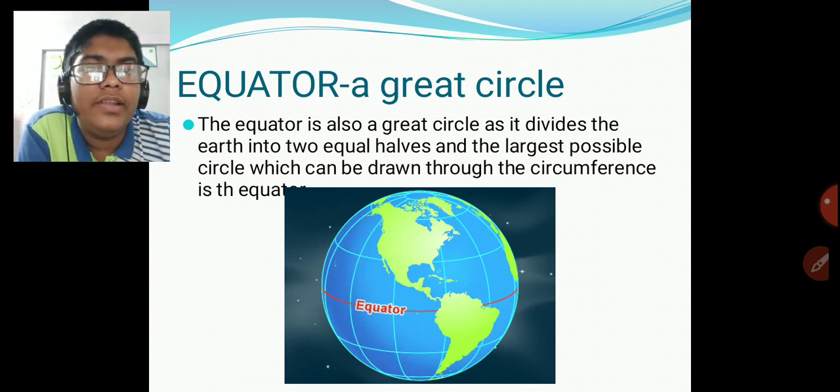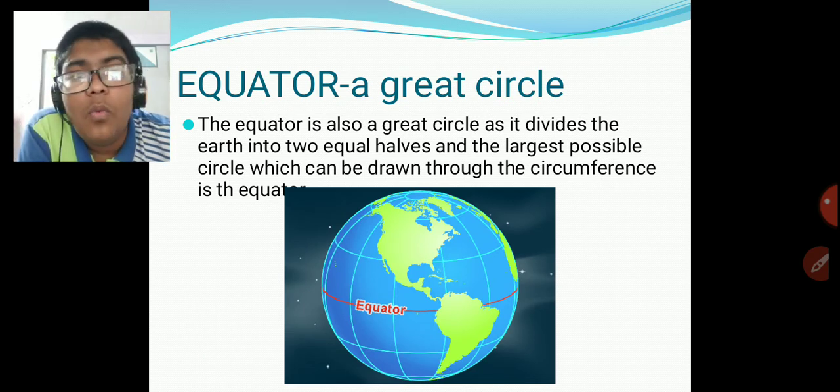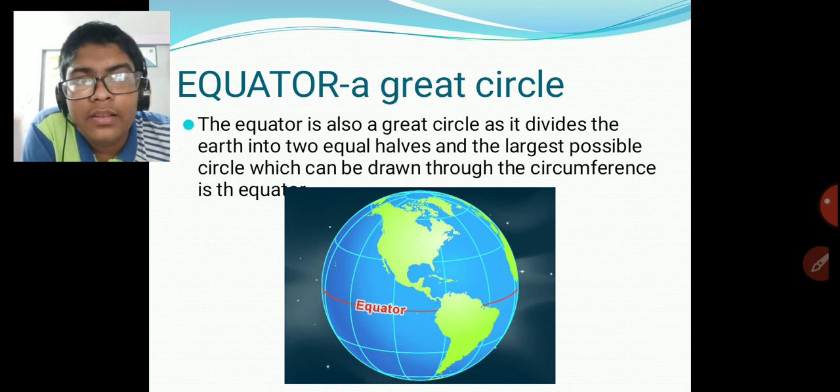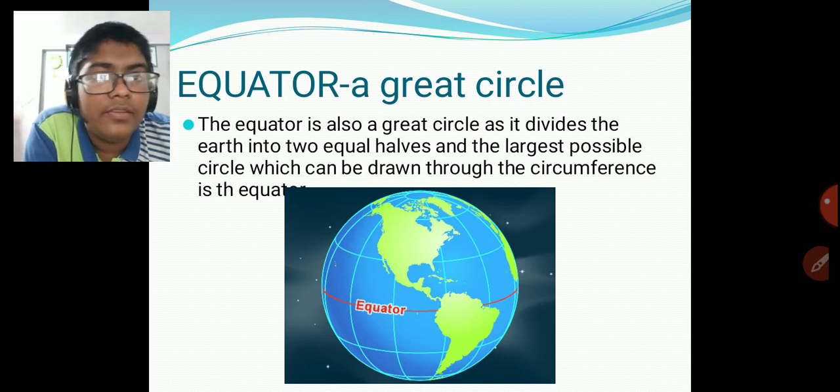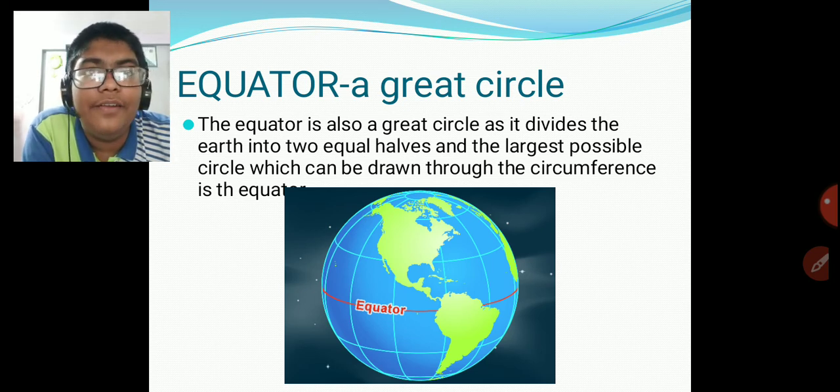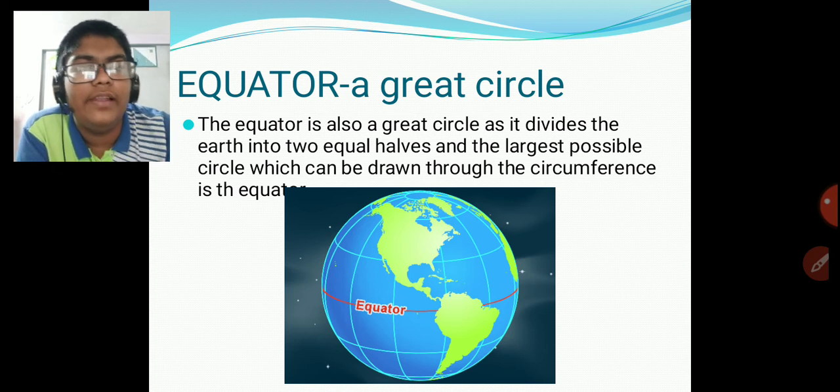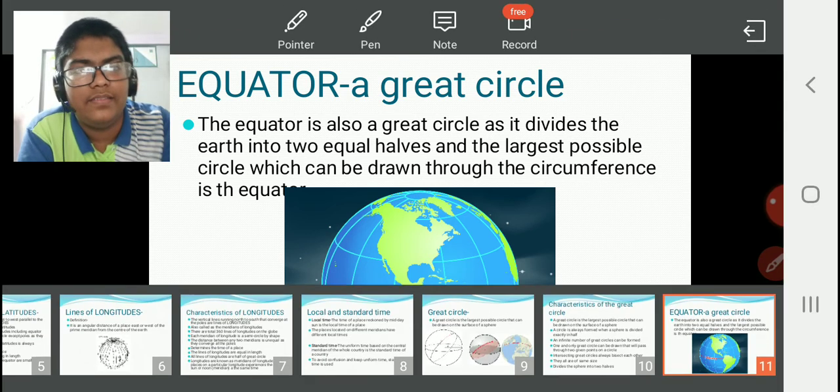As we know, the equator is a great circle. Why is the equator a great circle? As it divides the earth into two equal halves, therefore it is the largest possible circle that can be drawn on a sphere. It's just equal to the circumference.